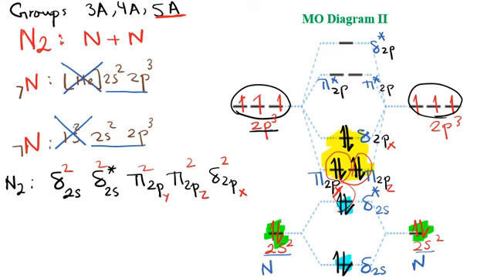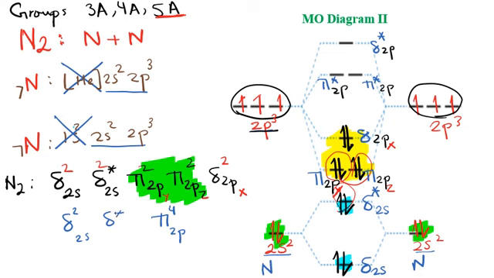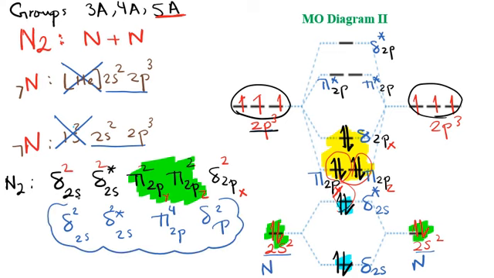Some videos or some resources, some textbook, they are going to combine pi and they are going to use only one pi in general, and they say you have 4. So they are going to say sigma 2s, sigma star 2s, pi 2p with 4 electrons, and sigma 2p as well. Which one is easier for you? You can consider that one. Both are correct.